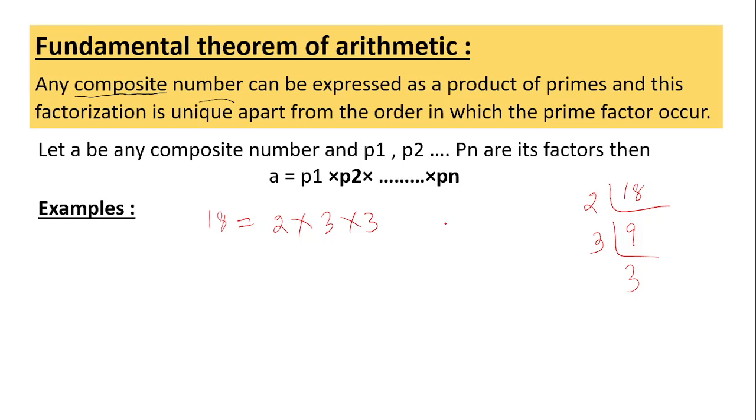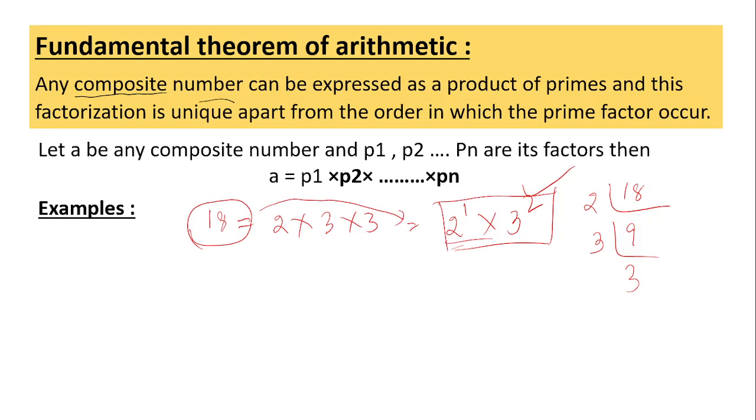So this can also be written in the exponential form, that is 2 to the power 1 into 3 to the power 2. So this is what the fundamental theorem of arithmetic says. Here 18 is a composite number and 18 is represented in the form of the product of prime numbers, because 2 is a prime number and 3 is also another prime number.